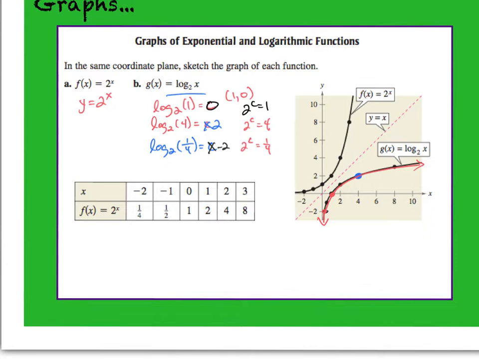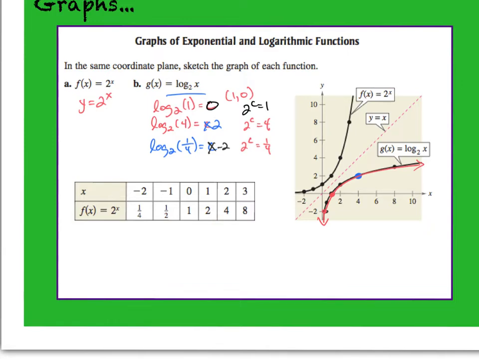Because look at it, guys. If I have 2 to the power of x, and I substitute in 2 for x, what do I get for y? I get 4, true? You agree with me? And if I substitute in 4, what do I get for my log? I get 2. It's a switch in x and y. You following me? So that's really what's going on.